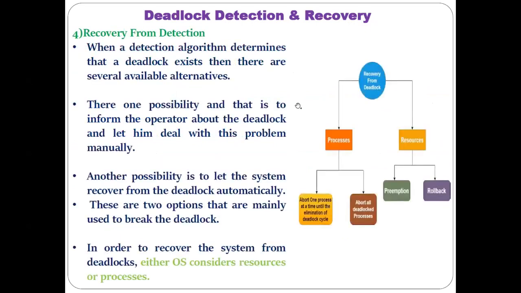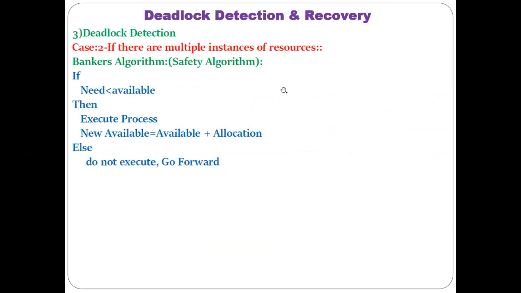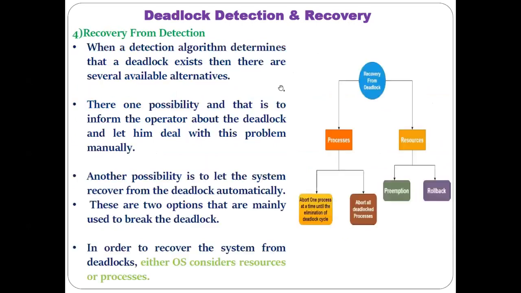Now, after the deadlock detection, what can be done? After the deadlock detection, the operating system has to go for recovery from the deadlock. That is the second stage in the deadlock detection and recovery strategy. So after the deadlock is detected, the next stage is nothing but the recovery from the deadlock.